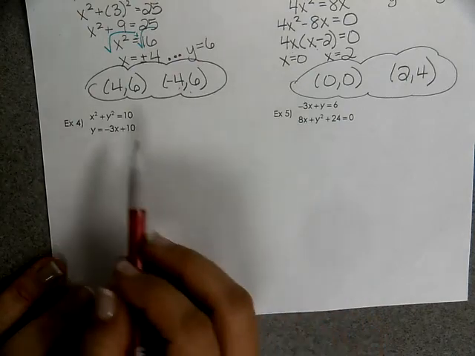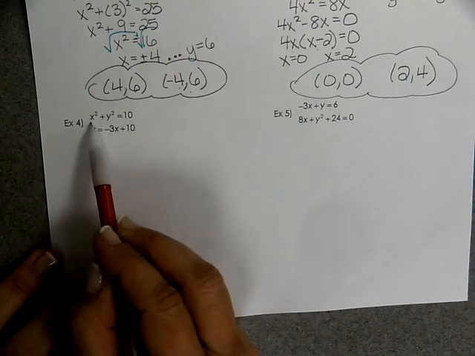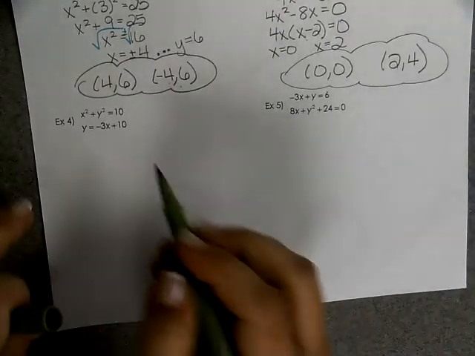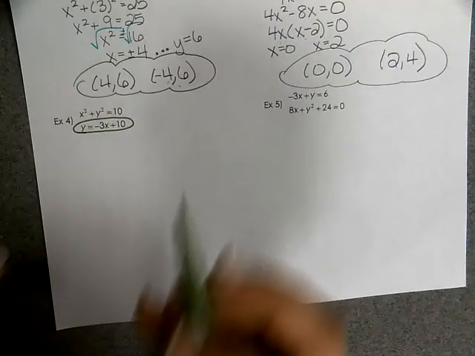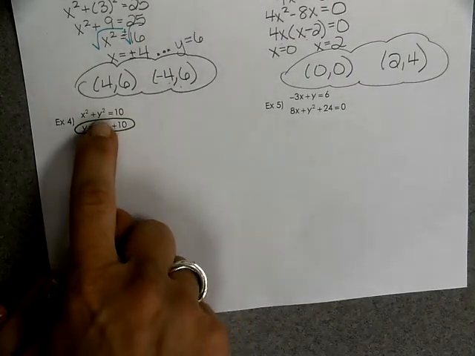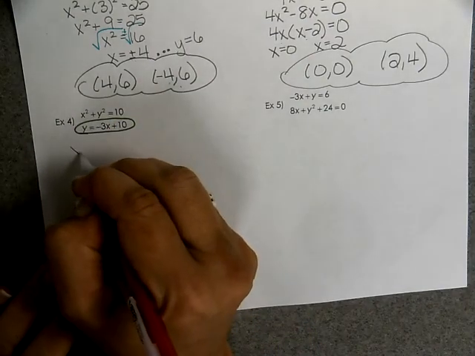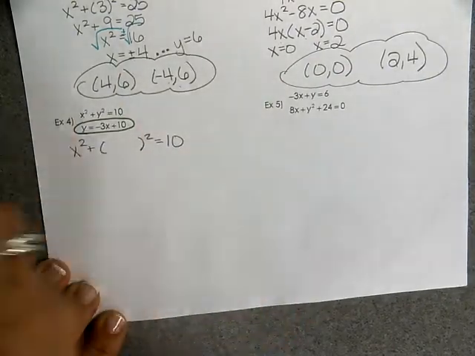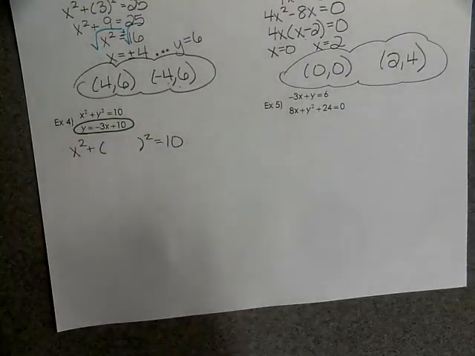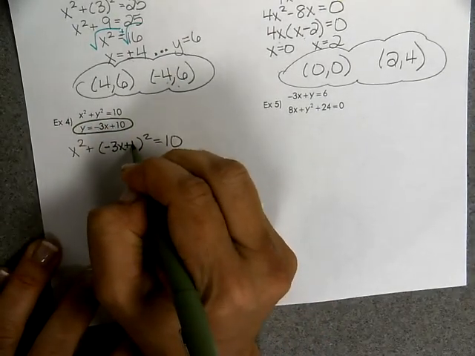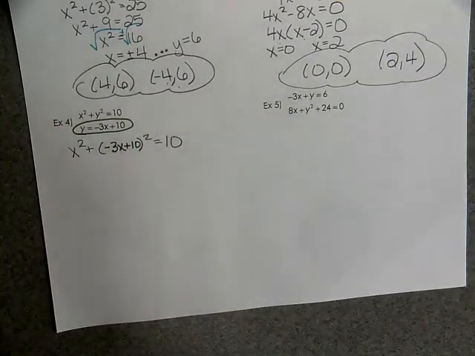So let's do something else. Let's try example 4. We look here. This looks like a circle and a line. Oh, and how nice is that? This y is already isolated for us. So let's use that and substitute that in for y in the other equation. So I have x squared plus y squared equals 10, but in place of y, I can put this negative 3x plus 10. And I can do that instead.